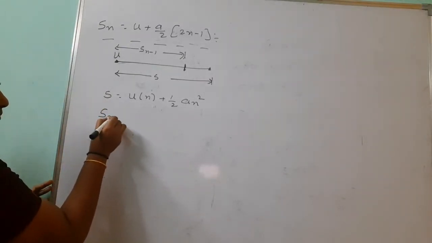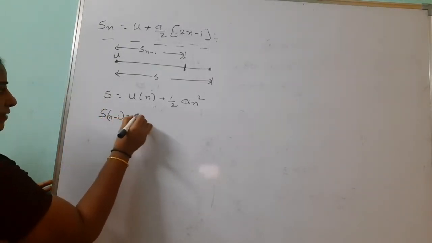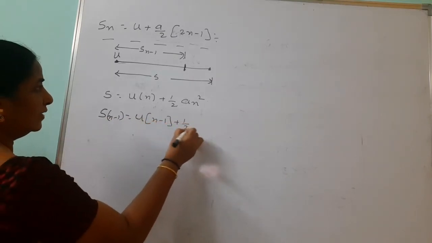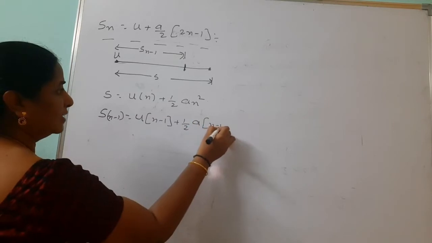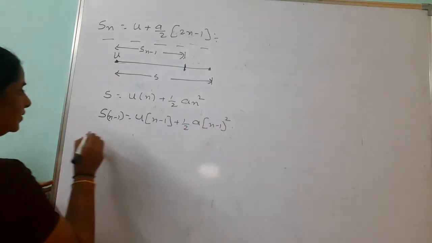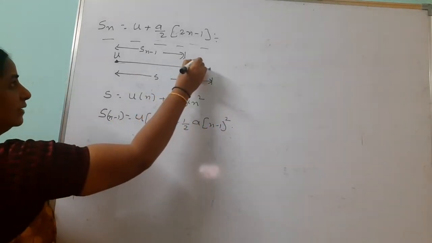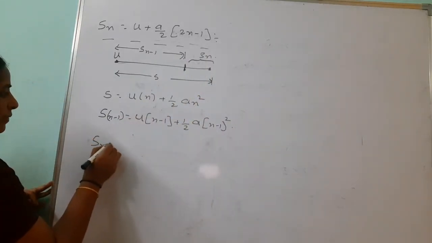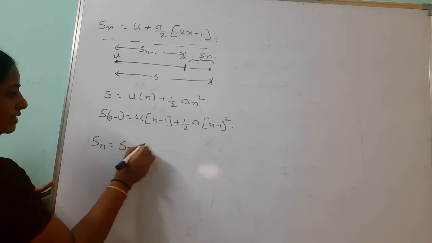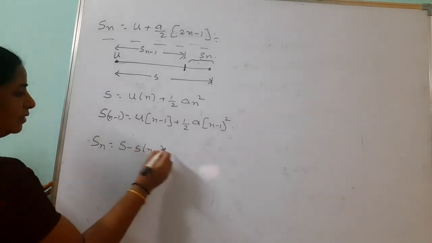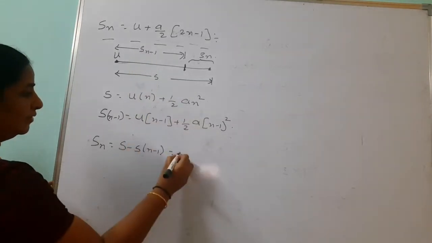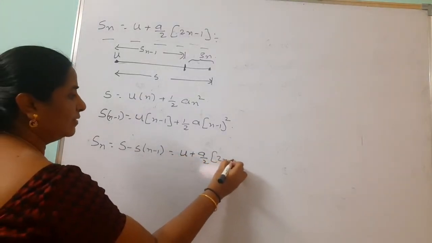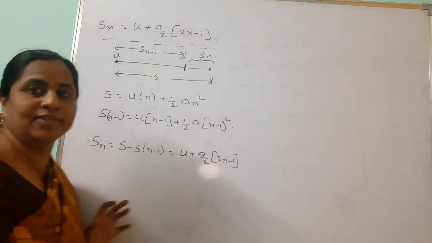S n minus 1 is equal to u into n minus 1 plus half into a into n minus 1 whole square. Now we should do that in the nth second. How much distance does it cover? Sn equals s of n minus s of n minus 1. After simplification we get u plus a by 2 into 2n minus 1. So this is the fourth equation of motion.